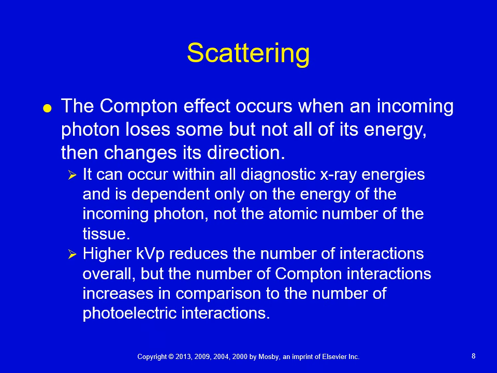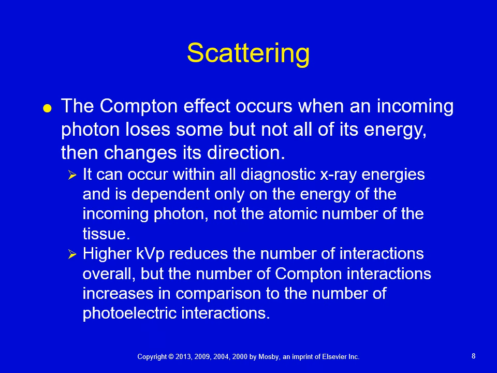When it does interact with that electron, it does have enough energy to eject it, but it doesn't give up all of its energy ejecting it. It only gives up some of its energy ejecting it. So with this one, the photon is not completely absorbed. Instead of being absorbed, it is going to change directions and it's going to continue traveling as what we call scatter.